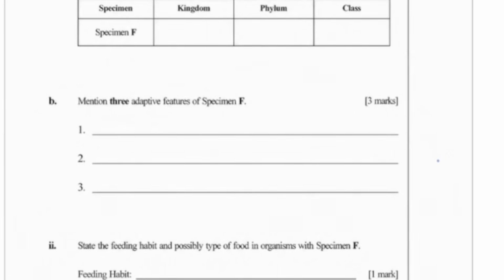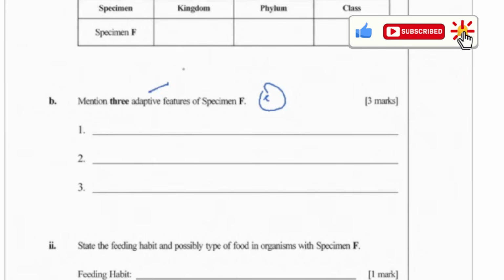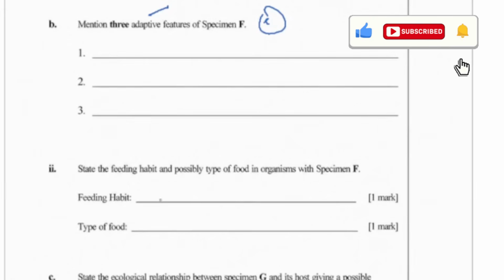table on specimen F. Okay, so specimen F, you have to classify it into the kingdom, the phylum, and the class. So let's quickly see all the questions here before you look at the flash. Now mention three adaptive features of specimen F. We are asked to do that as well. Remember adaptive features, we talked about it earlier, that you must mention the parts and the function of that part. The next one is state the feeding habits and possibly type of food in organism with specimen F.